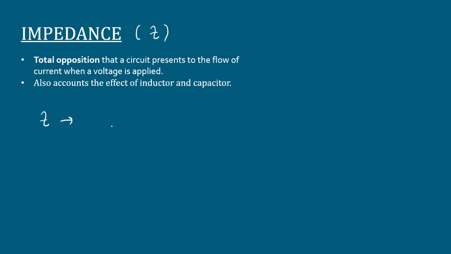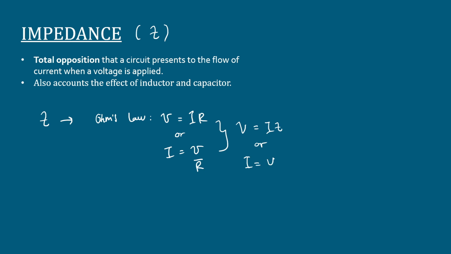Well, let's remember Ohm's law again. We have V equal to I times R, or I equal to V divided by R. Here, because we only have R as the impedance, we can now generalize this form into V equals IZ, or I equals V divided by Z. So we have the impedance form of Ohm's law.